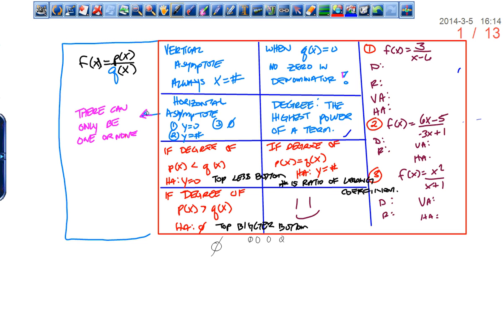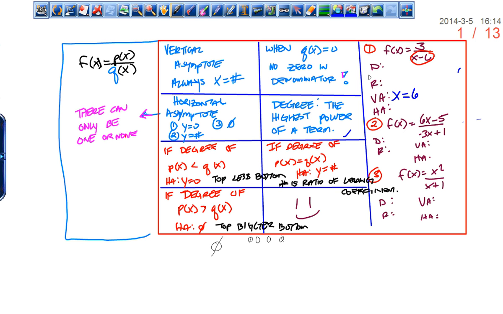All right. First thing we're asked to do is look at our asymptote. A vertical asymptote is always x equals something, and we always look to see when the bottom equals 0, because we cannot divide by 0. So if you look at our first example, what number is going to make our bottom be 0? That means my vertical asymptote, VA, is x equals 6.